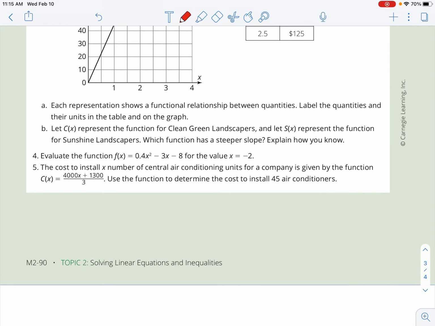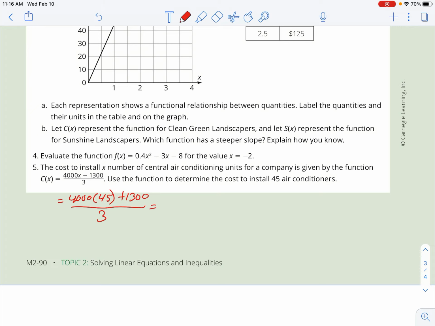The cost to install x number of central air conditioning units for a company is given by that function. Use the function to determine the cost to install 45 air conditioners. So this one's just a calculator problem. We're going to plug in x as 45 into our function and then go to our calculator and just do arithmetic, your order of operations. So I'm going to punch into my calculator 4,000 times 45 plus 1,300.